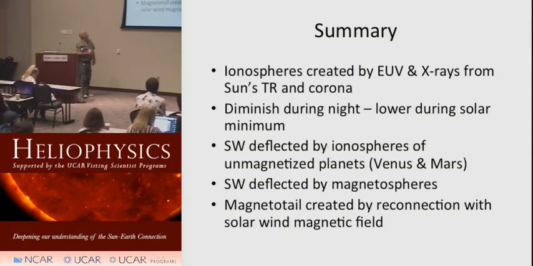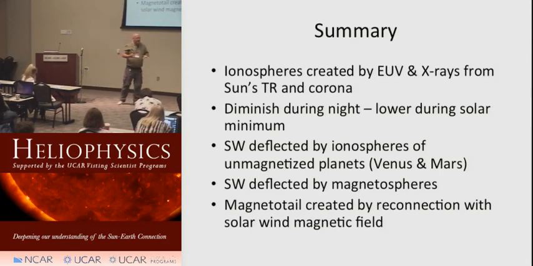The whole ionosphere is created by EUV and X-ray photons. It's diminished during the nighttime, but doesn't go away because essentially you need to recombine it with ions, and then the sun rises the following day and replenishes it. The solar wind is deflected by the ionosphere, which is a conducting boundary, if there's no magnetic field, like on Venus and Mars. Otherwise, it's deflected by the magnetic field, the magnetosphere, and the magnetotail is created by this process of reconnection. Day side moved back to the night side and then swept back in. All right, that is the overview.